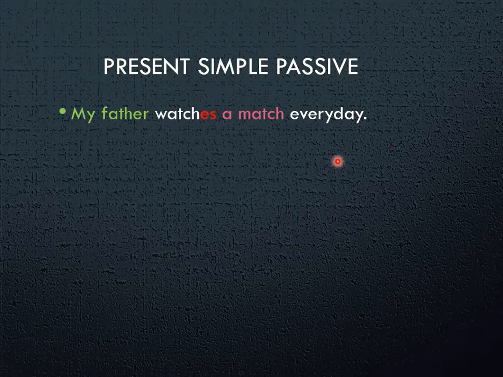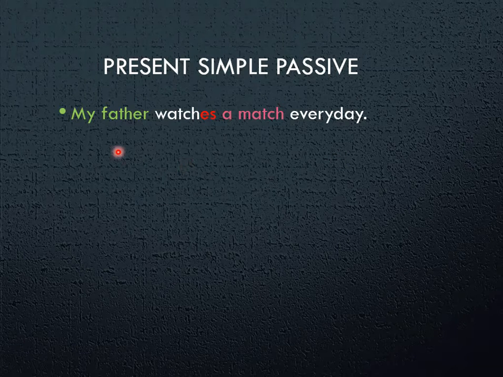What's the difference between passive and active? Active voice means that we know the doer of the verb, and the sentence starts with this doer, like the sentence in front of us. My father here, the subject, is known to us, and we know that the doer of the verb, the person who watches matches, is my father. So when we talk about active voice, we should know that the doer is known to the listeners or the readers. But when we talk about the passive voice, the focus is on the action, not on the doer of this action.